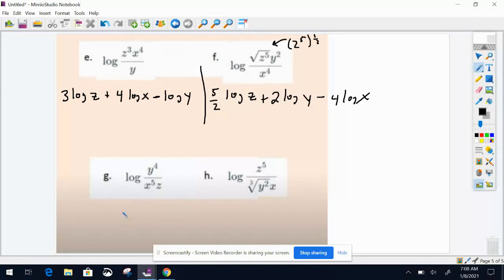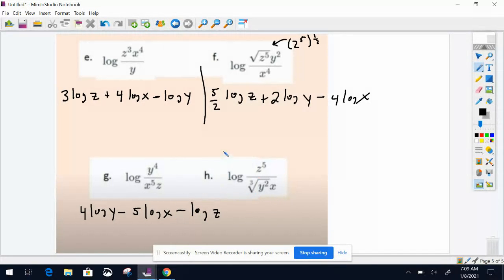Let's take a look at example G here. For this example, notice there's 2 things on the bottom. So something a little bit different happens here. When I have on the top 4 log y, where'd the 4 come from? That's the exponent. Minus, because I'm on the bottom now, 5 log x. Because the z is on the bottom, I'm also going to subtract that. So that would be log of z.